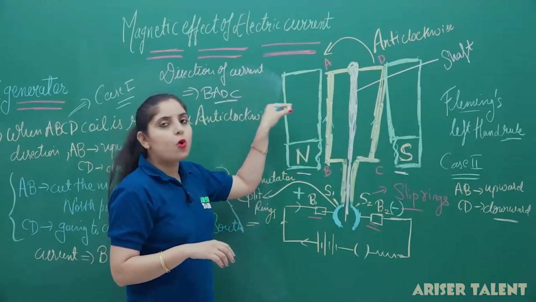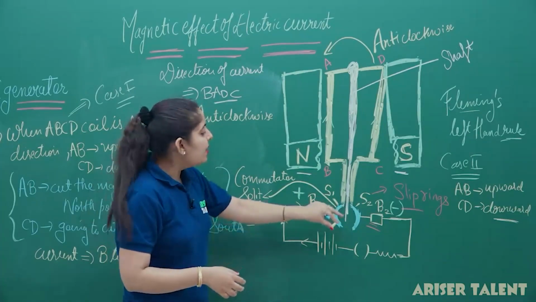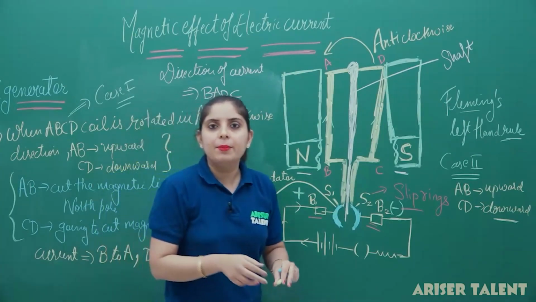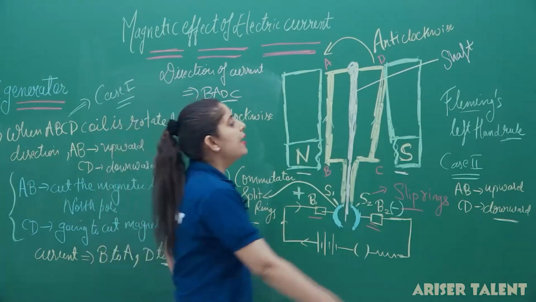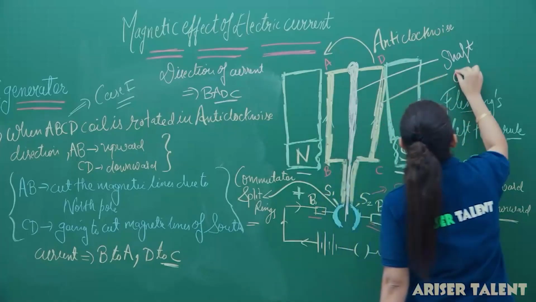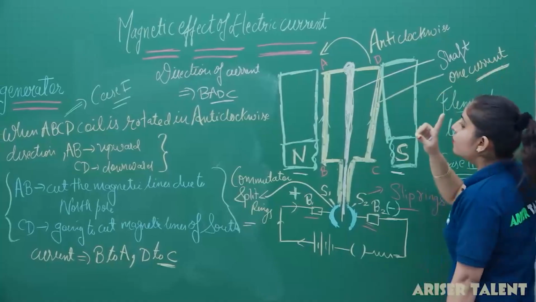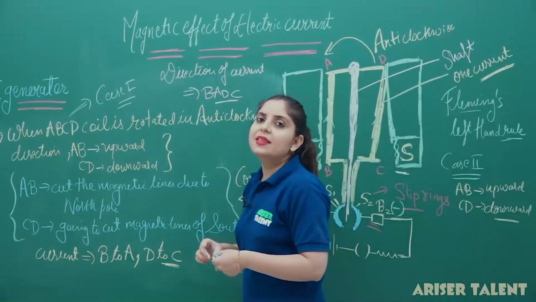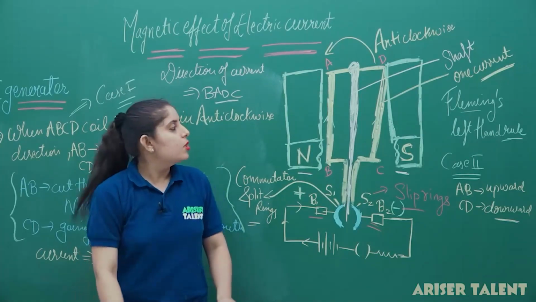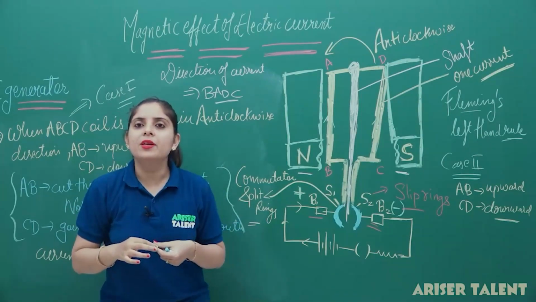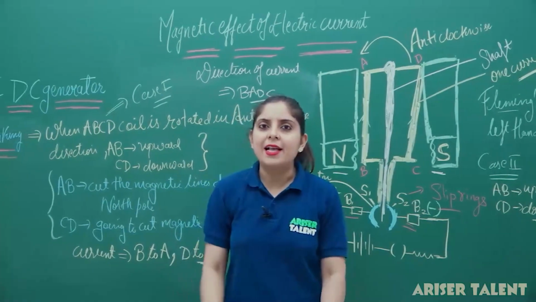If you move this coil in a clockwise manner, these slip rings will change their position and they will automatically connect to the brushes B1 and B2, but the polarity is going to remain the same in both cases. So we will get only one current in this circuit. It means there is only one single current passing in the DC generator. So that's how it is different from the AC generator. So this is all about the AC and DC generator we have discussed here. I hope this DC generator has been clear to you.